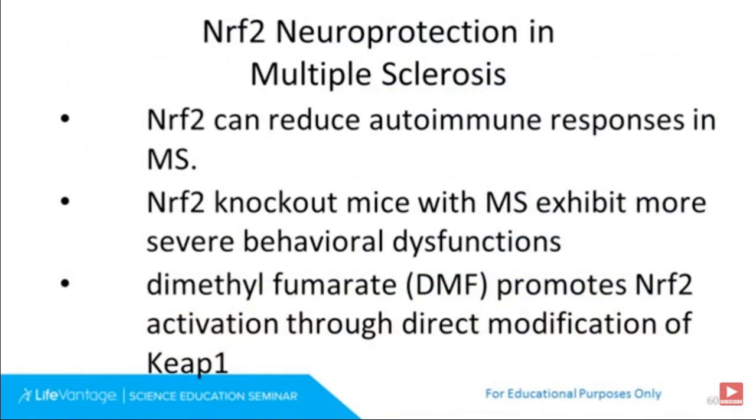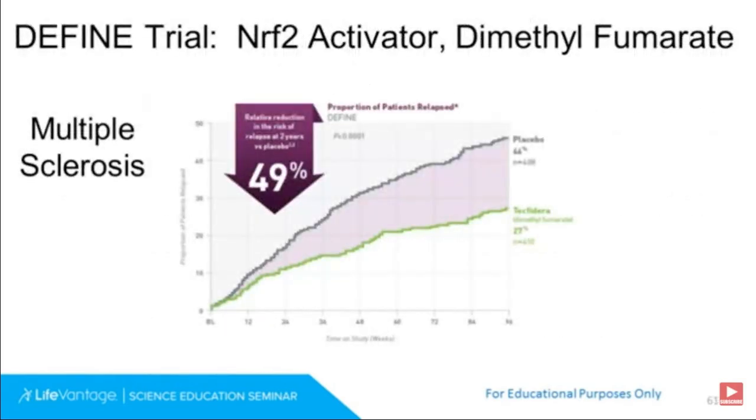Multiple sclerosis. This is the one specific disease where they do have an FDA indication for a Nrf2 activating agent, a drug called Tecfidera, made by Biogen Idec. The chemical name for Tecfidera is dimethyl fumarate, and it promotes Nrf2 activation through direct modification of the KEAP1 protein, that holding protein.